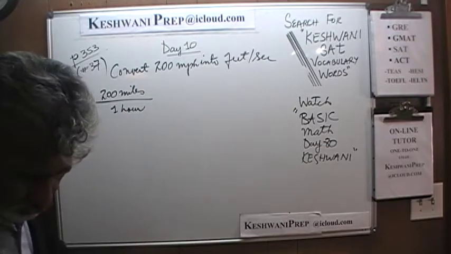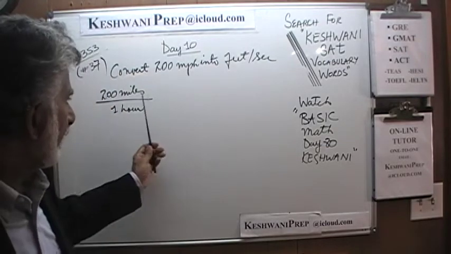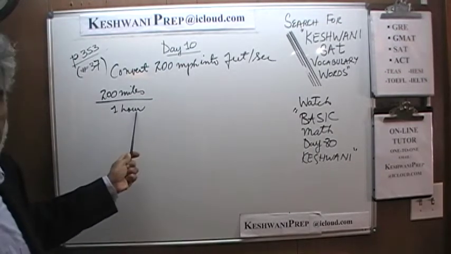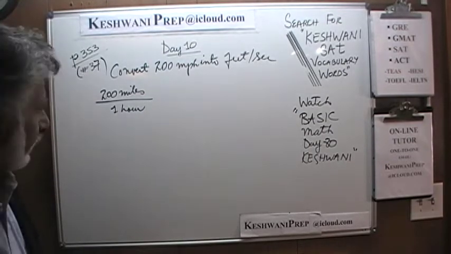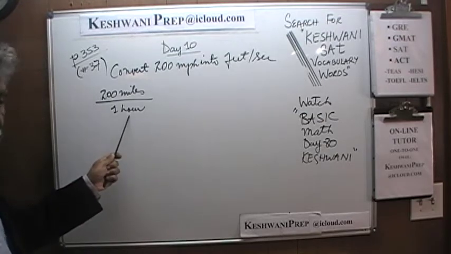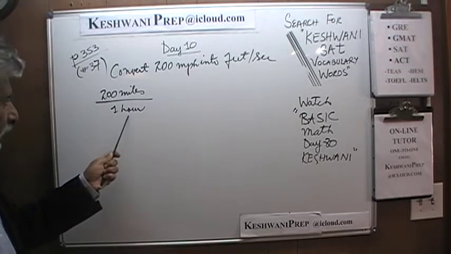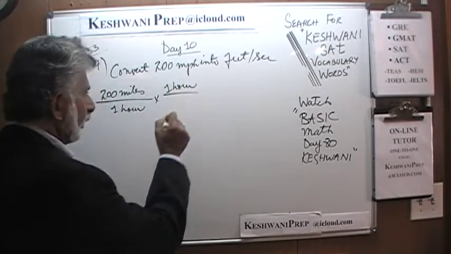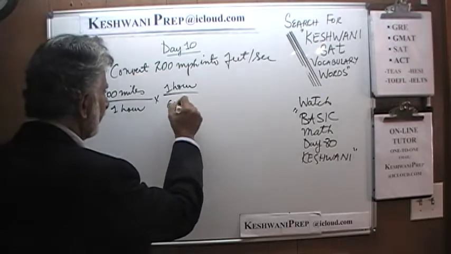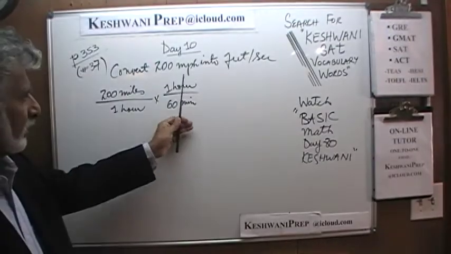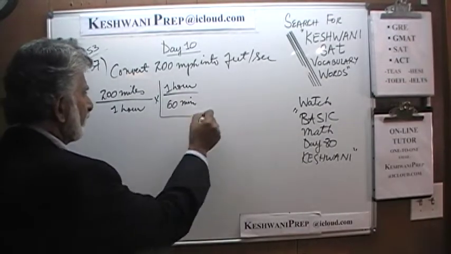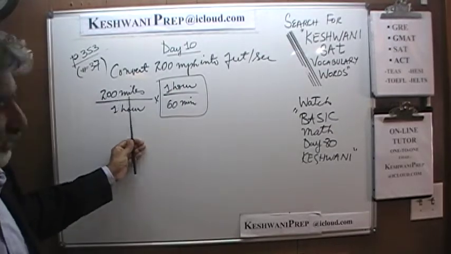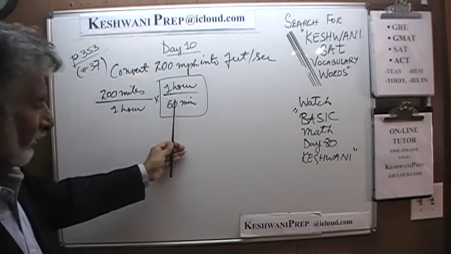And our goal, we're going to continue our journey, and our goal is to eventually have feet on the top and seconds on the bottom. So let's begin. We have to first get rid of this hour in the bottom. We're going to get rid of it by having the hour on the top. And 1 hour, we know, is the same as 60 minutes. This quantity that we just wrote here is just one. If you multiply something by one, you're not changing anything, because 1 hour is equal to 60 minutes.